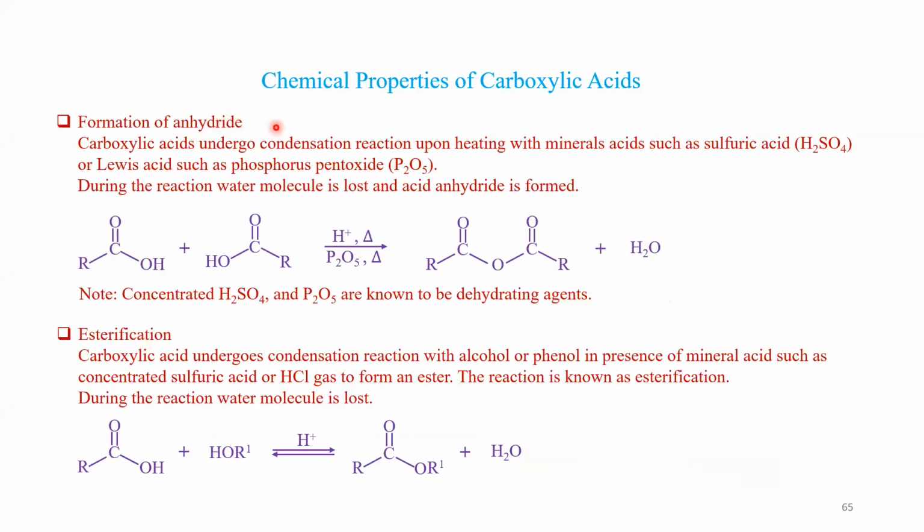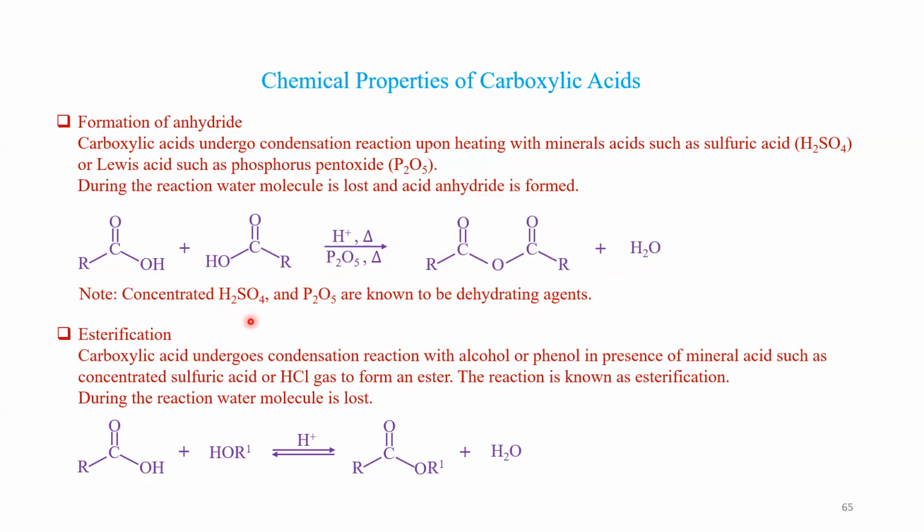Next, formation of anhydride. Carboxylic acids undergo condensation reaction with elimination of a small molecule, water itself in this case, and so they form what is called an acid anhydride. The reaction is catalyzed in presence of an acid such as concentrated sulfuric acid or phosphorus pentoxide. Two molecules combine: hydrogen from one molecule and OH from the other molecule go out as water. So it's a condensation reaction, and the product formed is called a carboxylic acid anhydride or simply acid anhydride. The reaction is done by heating the carboxylic acid in presence of concentrated sulfuric acid or P2O5, which are called dehydrating agents.